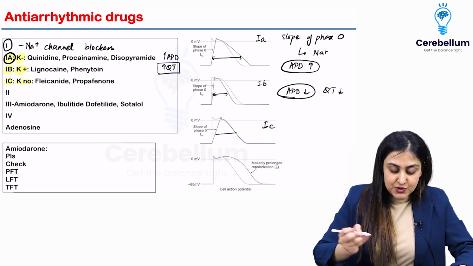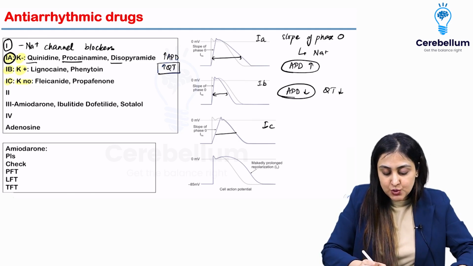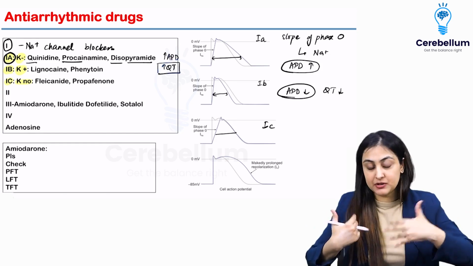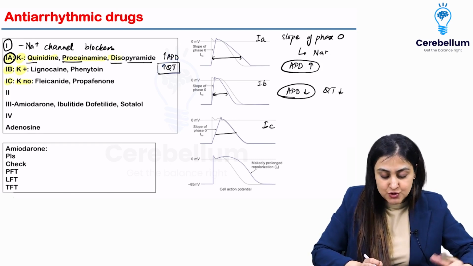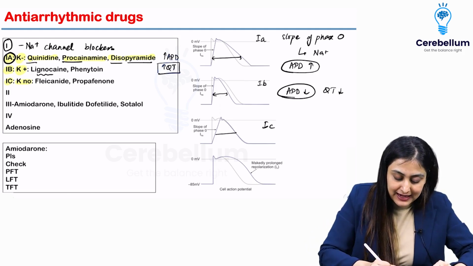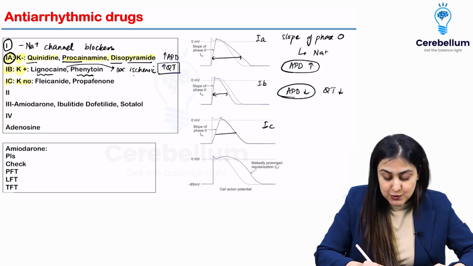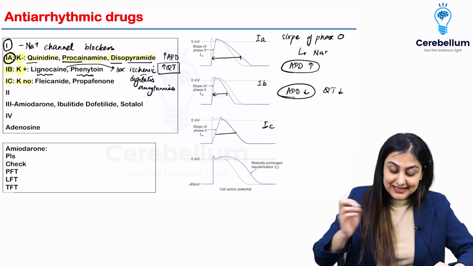Now the examples. So 1A is, you want to remember, the queen proclaims Disopyramide. That's the sentence. The queen is proclaiming that Disopyramide is my pyramid. So queen, quinidine, proclaims procainamide, Disopyramide. Okay. Potassium openers are your lignocaine and phenytoin. Very, very important. Lignocaine, remember, is the drug of choice for ischemic arrhythmias as well as because of digitalis. So digitalis and ischemic V fibrillations or arrhythmias, the drug of choice becomes lignocaine.